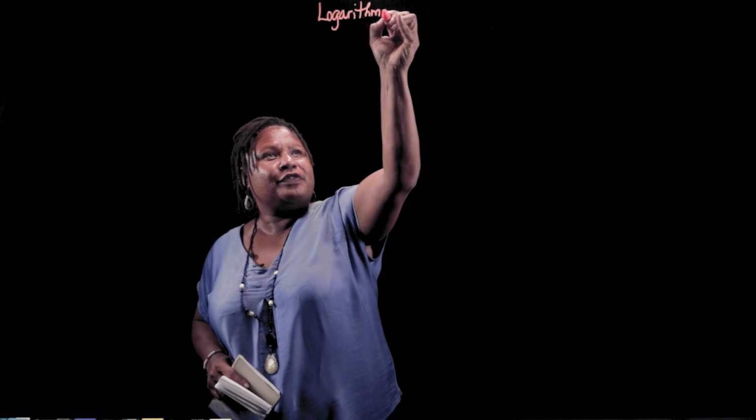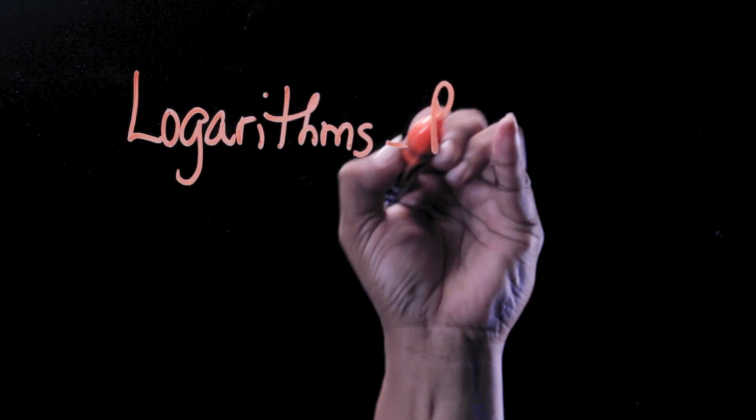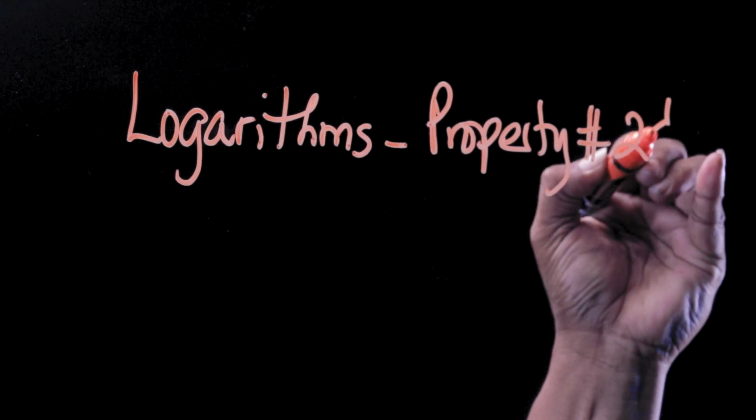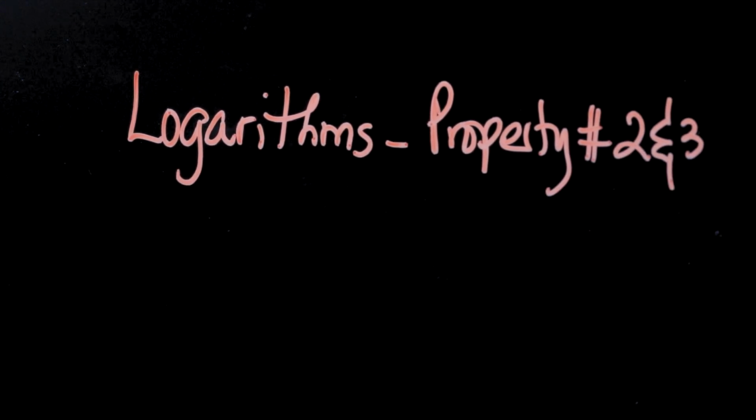In our last lesson, we looked at logarithms and property 1 of logarithms. We are still looking at logarithms, but today we are going to move to the next two properties. So let's look at property number 2 and 3.